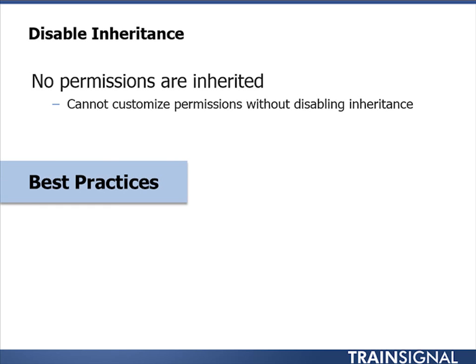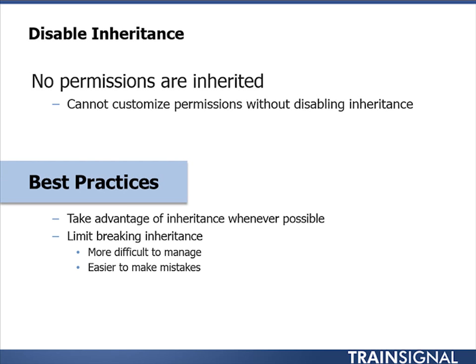So a couple of best practices here. Number one, again, take advantage of inheritance whenever possible. Number two, limit breaking inheritance. It makes it more difficult to manage, degrades performance, and quite simply, it's just easier to make mistakes. Now, that being said, there may be times when I need to go in and break inheritance.